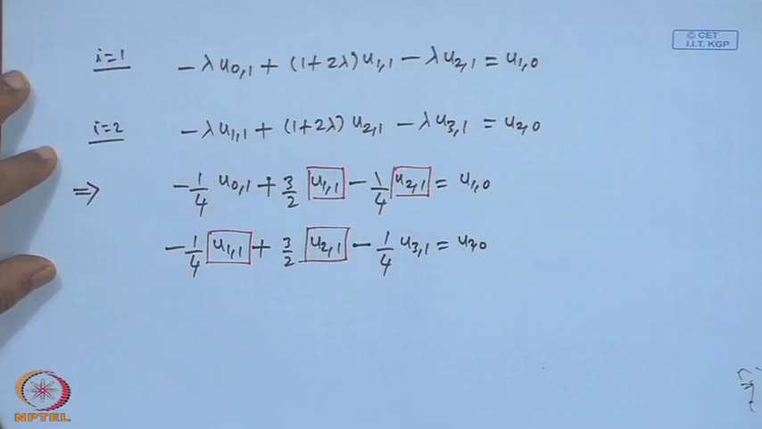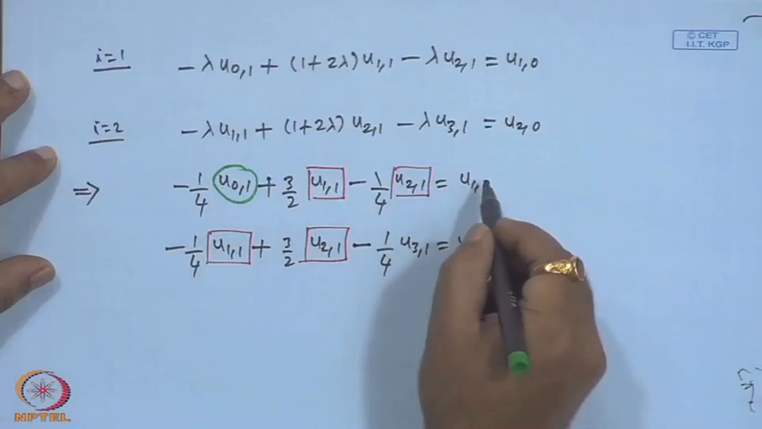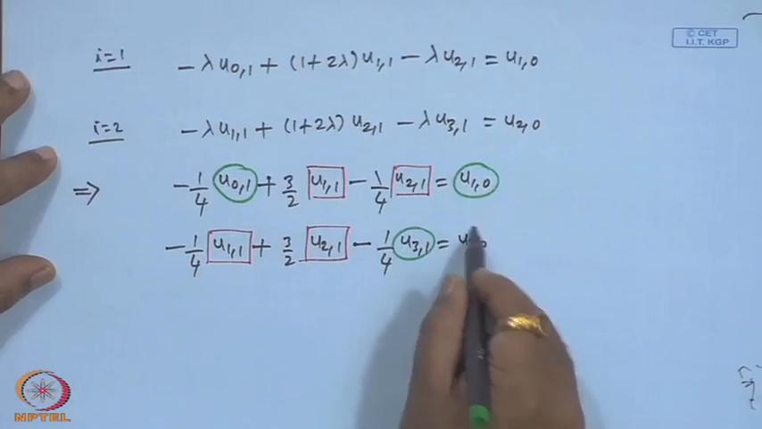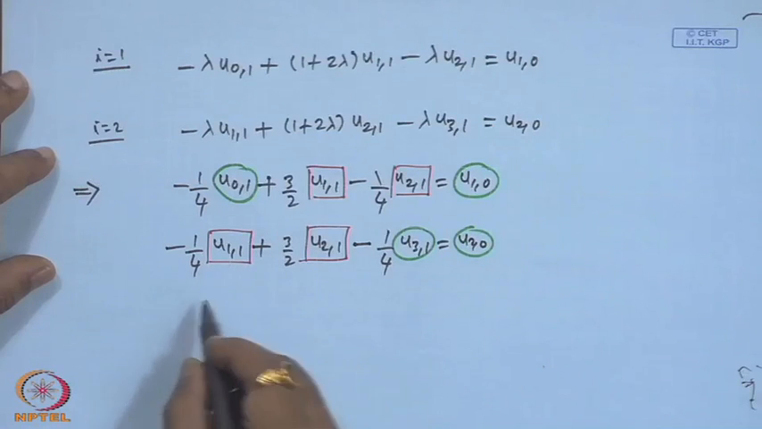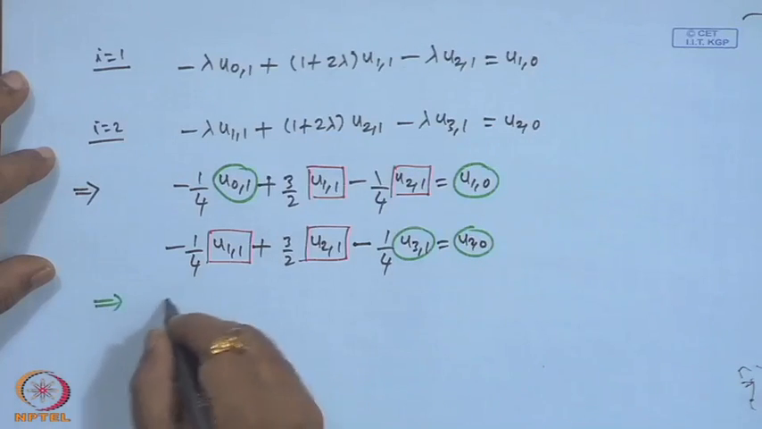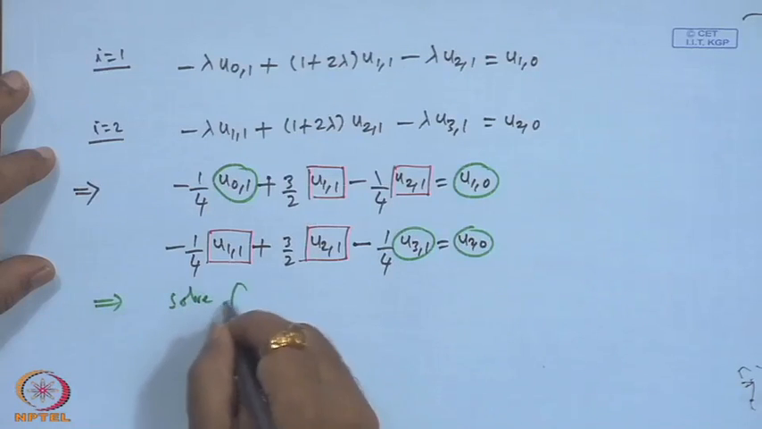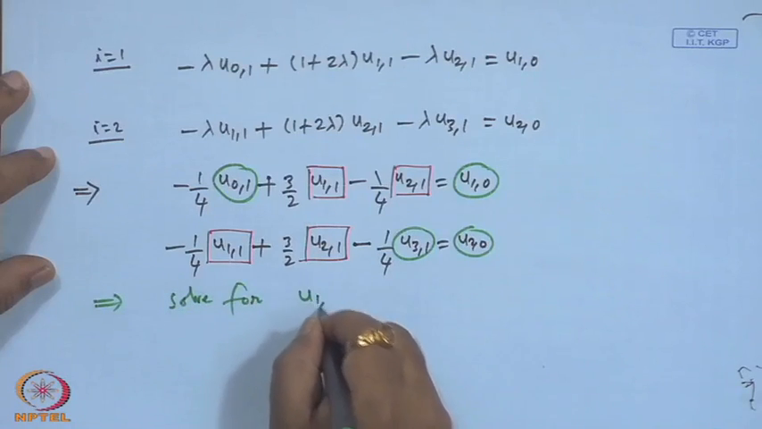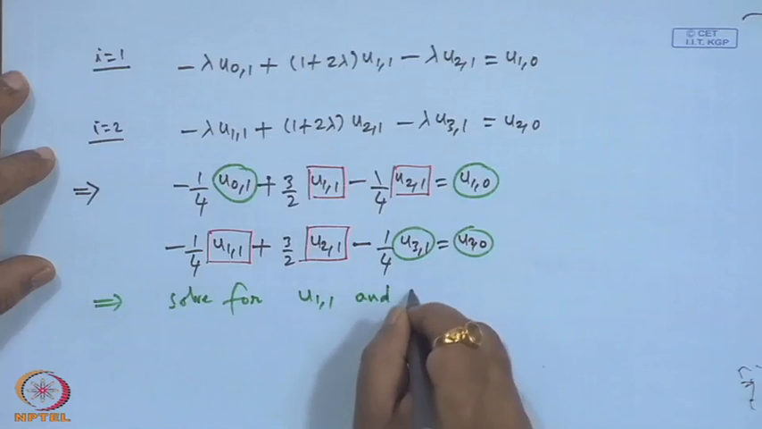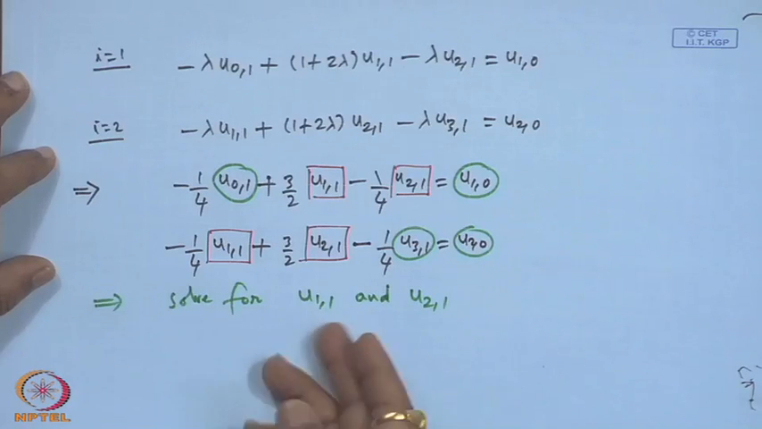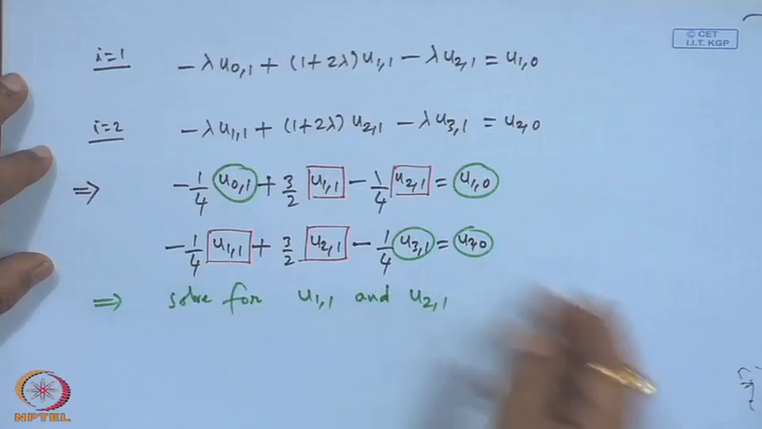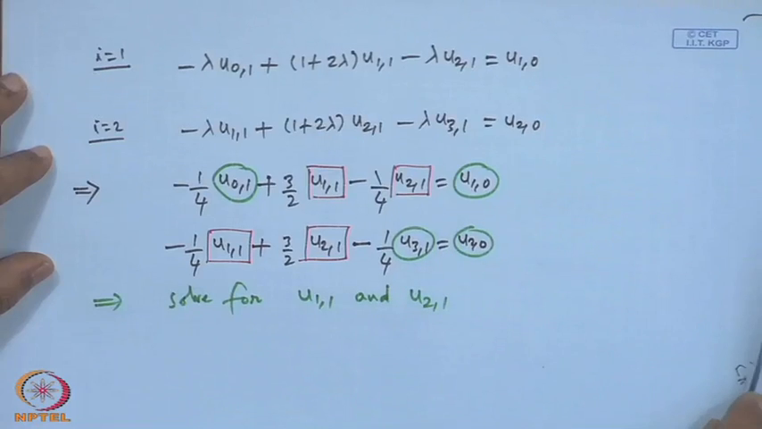So, these are the unknowns and these are the known quantities. Okay. So, then solve for u11 and u21. Okay. So, this can be done very easily by substituting the corresponding values.